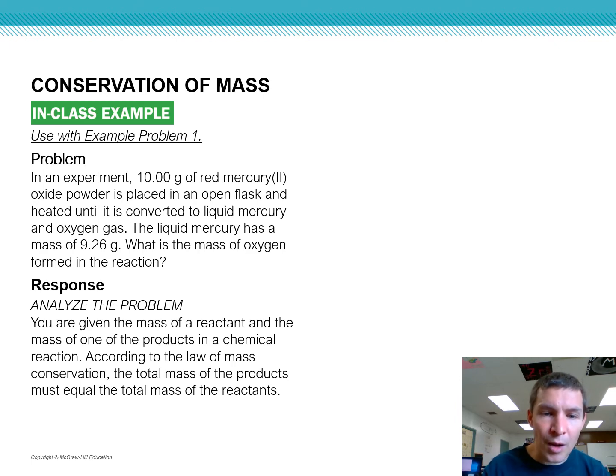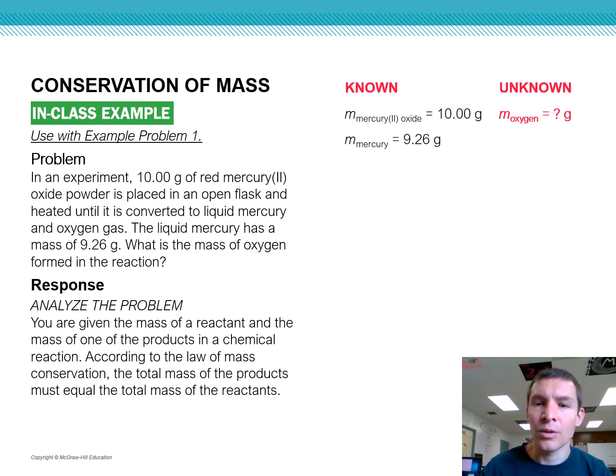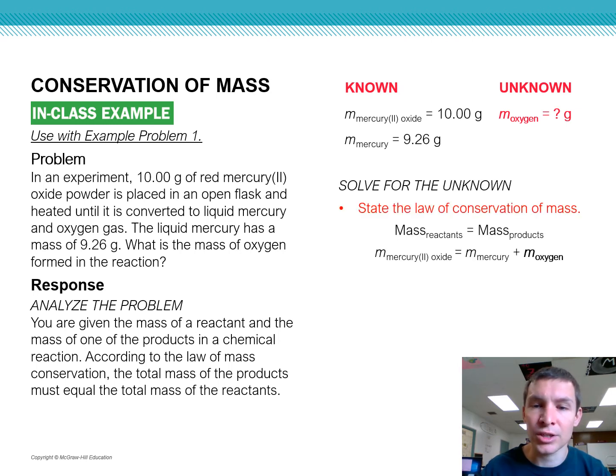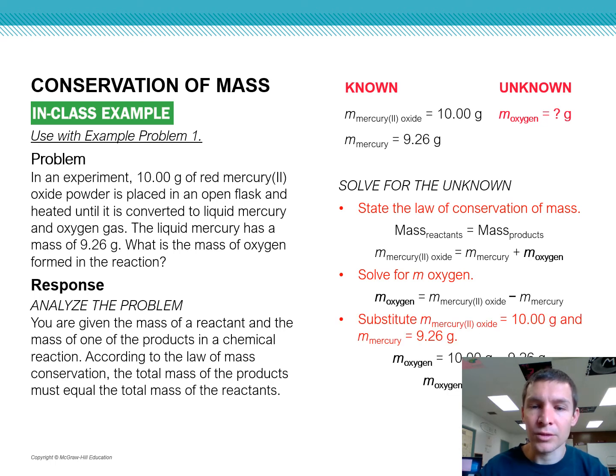So we analyze the problem, and then we make a list of our known and our unknown and put it in that question format. And that's what we're looking for, the mass of the oxygen. So we just take what we know about the law of conservation of mass. That has to be equal on both sides. So it has to equal 10 grams on both sides. So then we just simply solve for oxygen by subtracting the mercury. So we take 10 minus 9.26, and that's going to give us our answer.